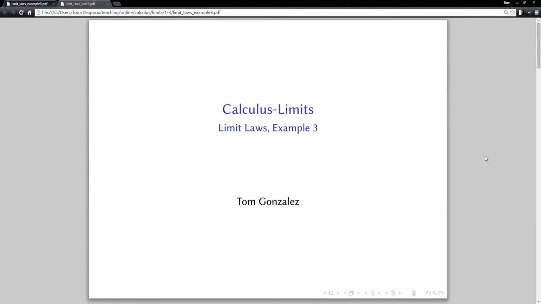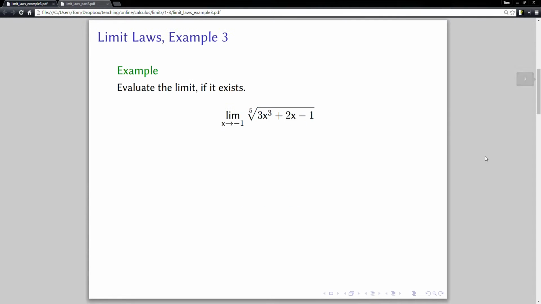In this example, we're going to use the limit laws to compute the limit of a function. In this case, the limit is going to involve the fifth root of a function here. The function underneath here is a polynomial. So we want to use the limit laws to compute the limit of this function here.